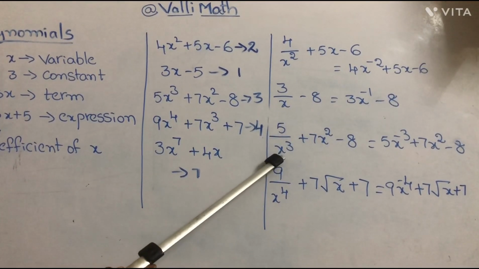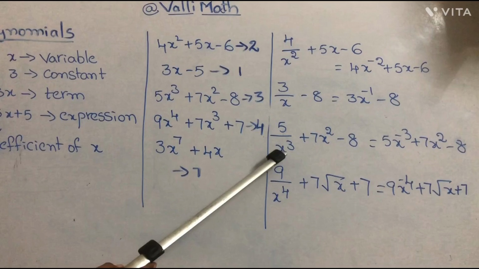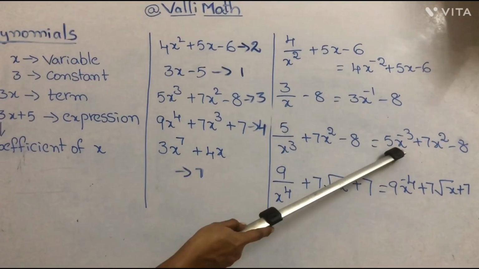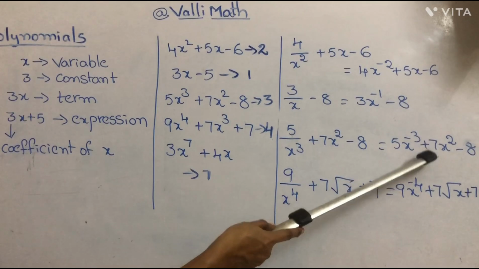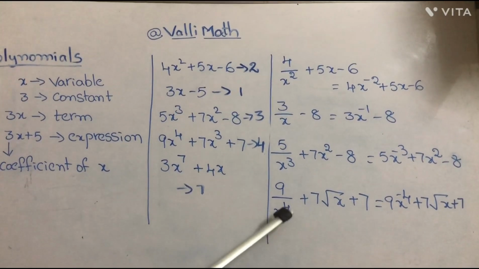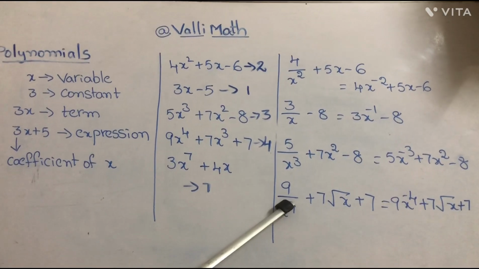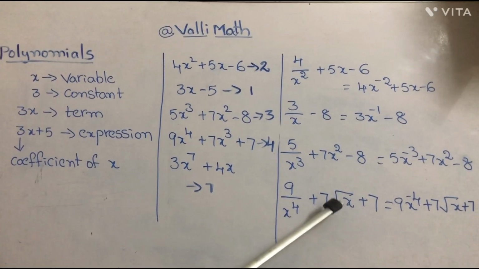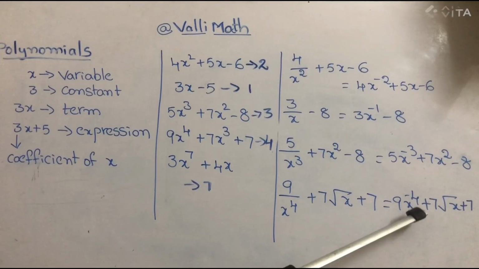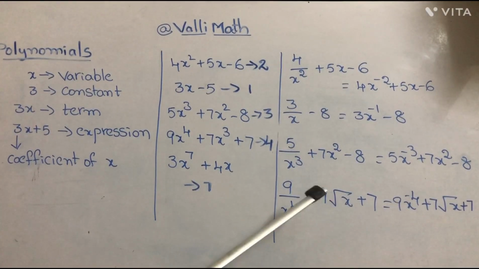Now go to the third one. Here also x cube is there in the denominator. If I take this to the numerator, the power gets negative according to exponents and powers. Observe the fourth one, here x is x power 4. Here root x is there. Root x means it is an irrational power. This is one more set of algebraic expressions.